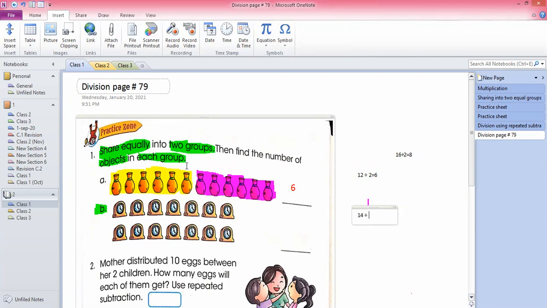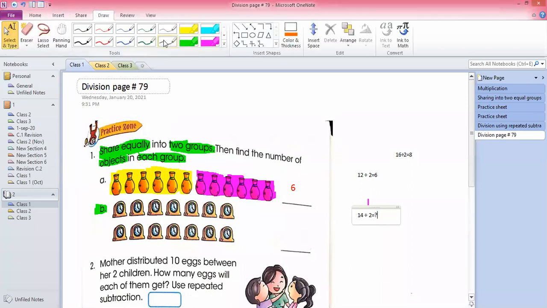14 total clocks and divide into two groups. Look, this is written. Share equally into two groups. So you will write here 2. This is the division sentence and you want to know the answer. How can you do it, guys? I'm repeating for all of you, those who don't understand.